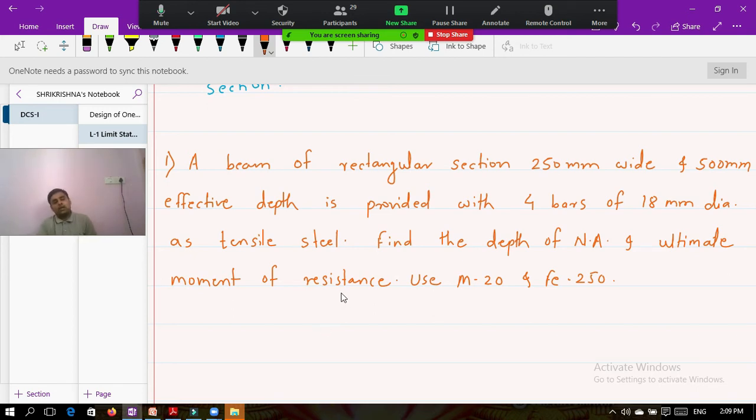Now to calculate the moment of resistance, first you need to determine whether it is a balanced section or an under reinforced section. If it is an under reinforced section, you can use TU into Z. If it is a balanced section, you can use the CU into Z formula. So in that way you need to approach this problem.